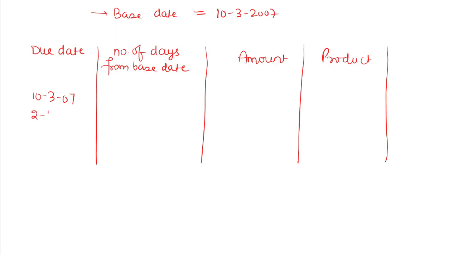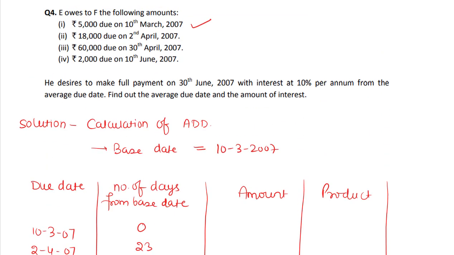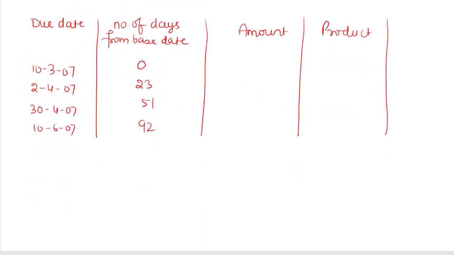10th March 2007, 2nd April 2007, 30th April 2007, 10 June 2007. From base date, it is 0 days, 23 days, 51 days, 92 days. Amount 5,000, 18,000, 60,000 and 2,000. Total is 85,000.